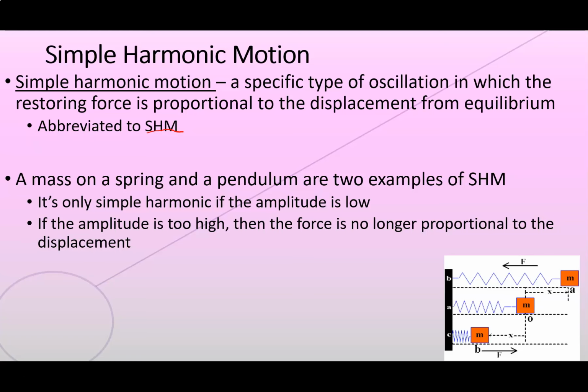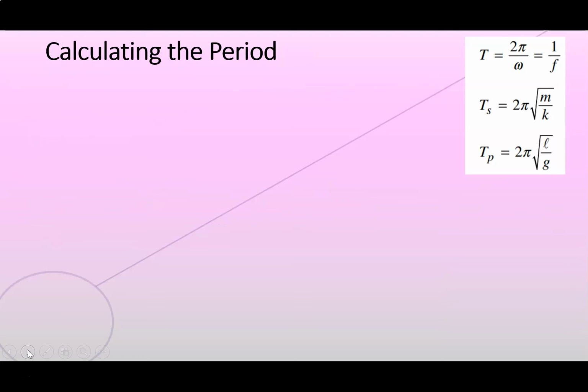When the force is proportional to displacement, the patterns are a lot easier to predict, therefore it's easier to study. The last thing we're going to do in today's video is learn how to calculate the period. Everything for oscillations and simple harmonic motion is included for you on the AP Physics 1 equation sheet in these three equations.